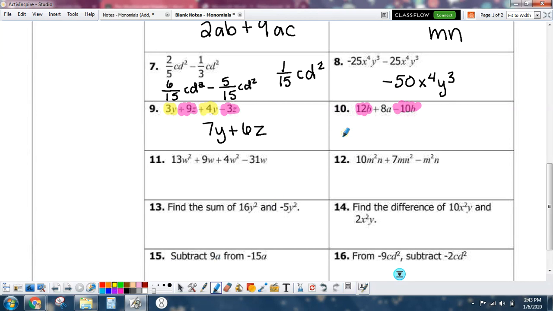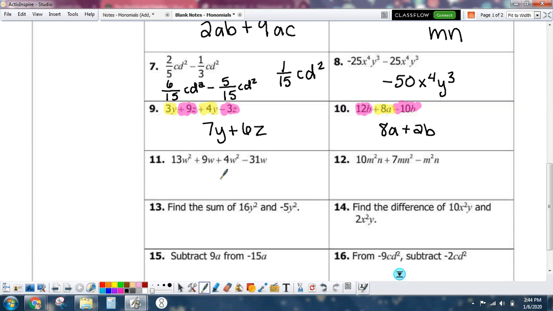Same idea here. I got my b terms. I got my a terms. I only have one a term, so I'm just going to write 8a. And then I'm going to do 12b minus 10b. 12 minus 10, I know, is 2. So it's plus 2b. Okay, and when you're writing these, make sure you're writing them in alphabetical order. So whatever letter comes first in the alphabet is what you need to write first. Okay, and then same idea here.